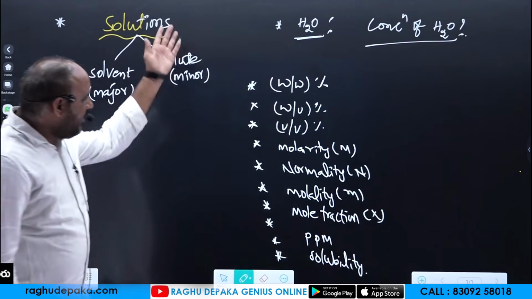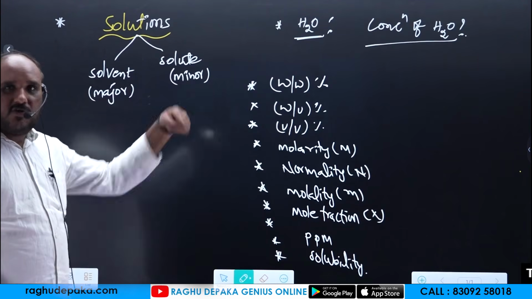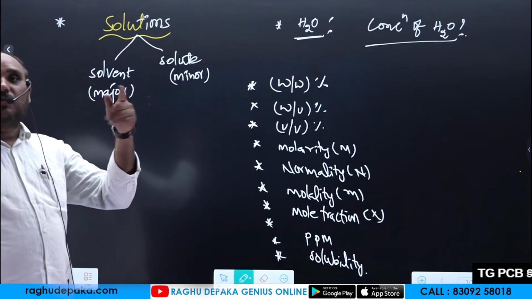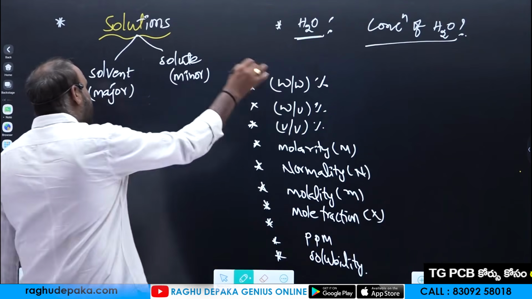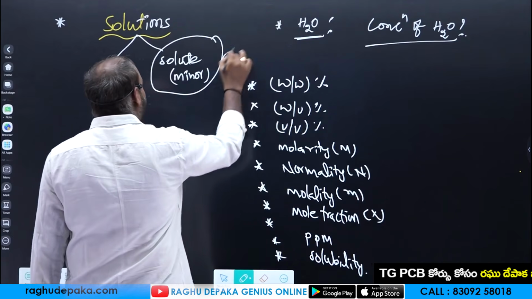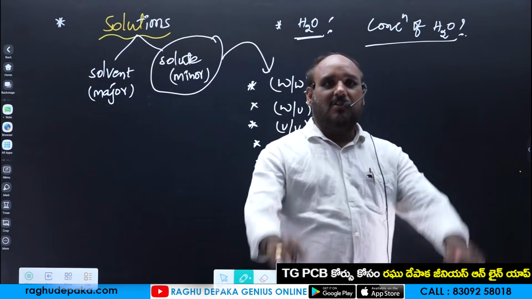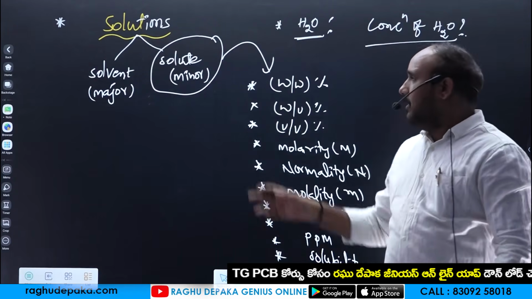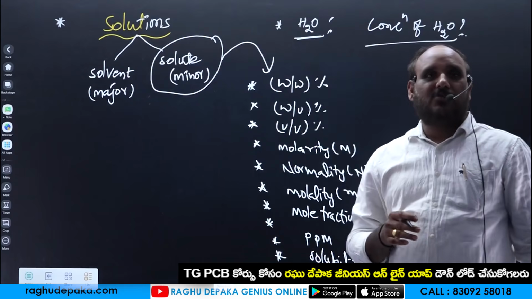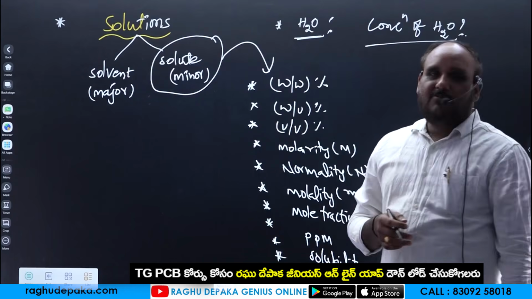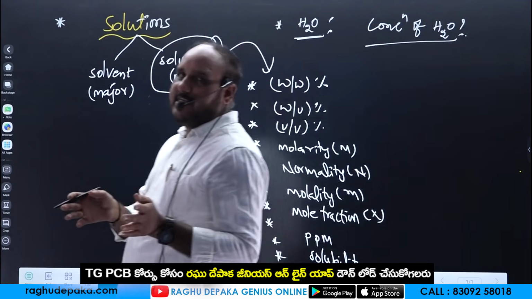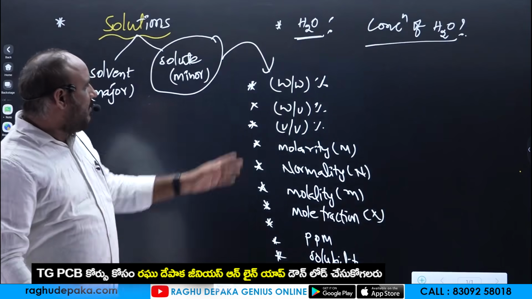Solubility. There are a number of terms to express concentration, but how we express the concentration will depend only on the amount of solute. All the concentration terms will be explained with the help of how much solute is present in a solution. Whatever is the minor component in a solution, with respect to that we are going to discuss all those things.